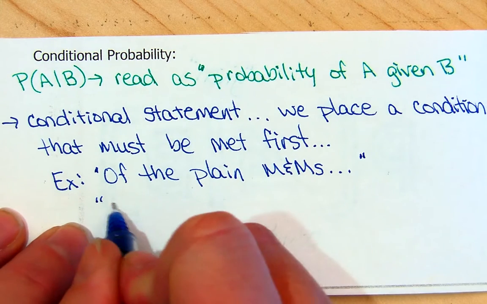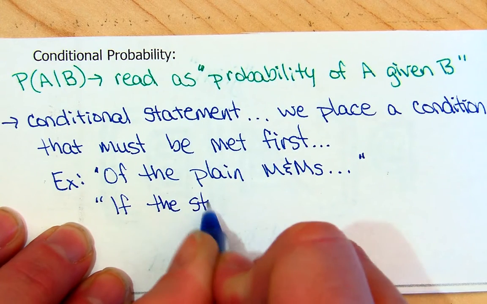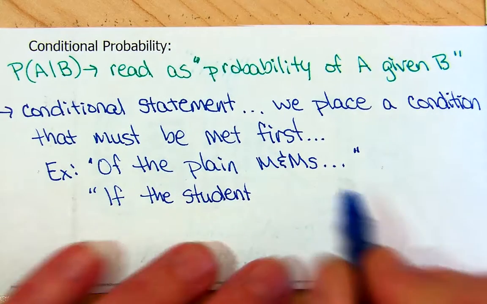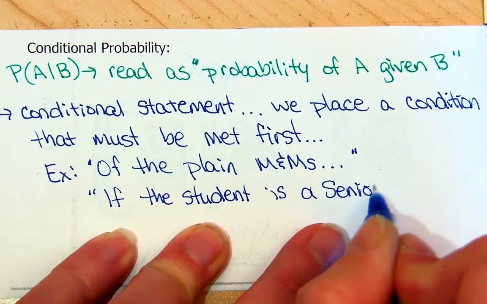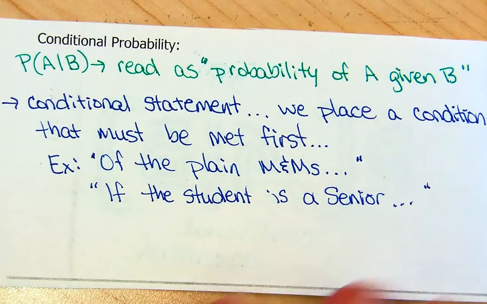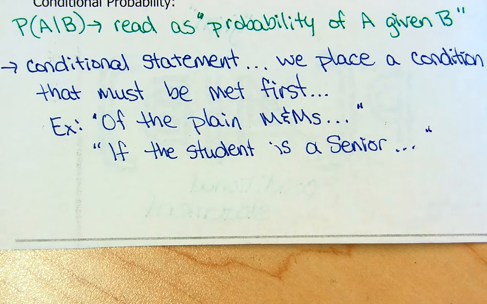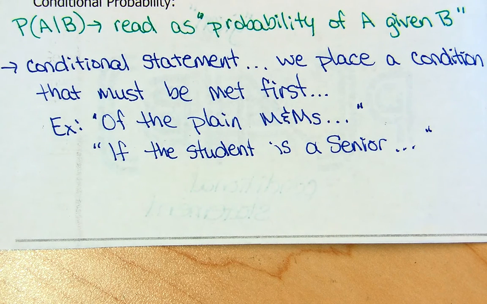You could also see, if the student is a senior, then what is the probability they are female, or something like that. What is the probability they park on campus? So that is this, if something happens, that's the conditional part. So they're saying we're only looking at this group, and then we want to know some probability within that group. That tells you it's a conditional probability.